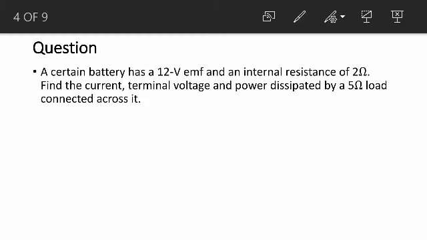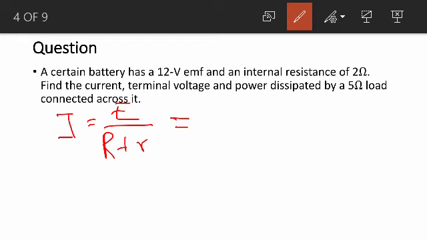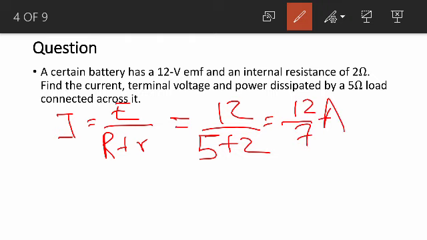So we see a question here. It says a certain battery has a 12 volt EMF and internal resistance of 2 ohms. Find the current, terminal voltage, and the power dissipated by a 5 ohm load connected across it. Let's start by finding the current first of all. We just saw that current is equal to the EMF over the load resistance plus the internal resistance. The EMF given is 12, over the load resistance, which is 5, plus the internal resistance, which is 2. So that is going to give us 12 over 7 amperes.